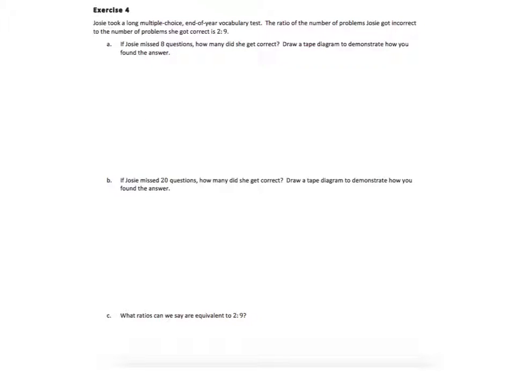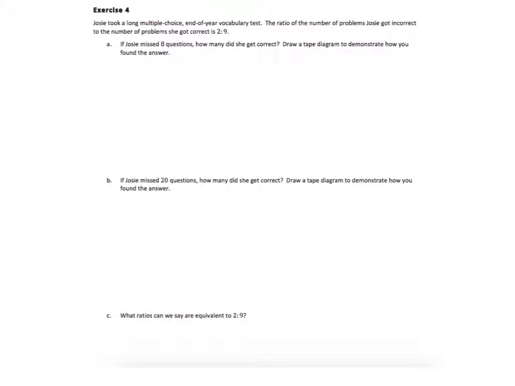We're looking at one more situation with equivalent ratios. In this situation, we're looking at Josie, who took a long multiple choice vocabulary test for the end of the year. The ratio of the number of problems Josie got incorrect to the number of problems Josie got correct was 2 to 9. So if Josie missed 8 questions, how many did she get correct? Draw a tape diagram to demonstrate how you found your answer.